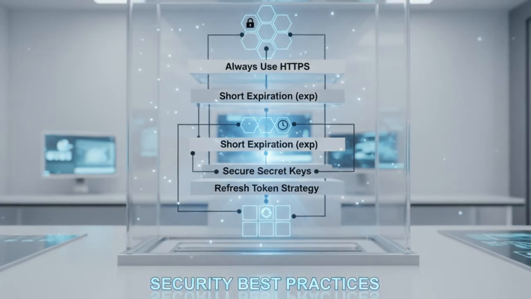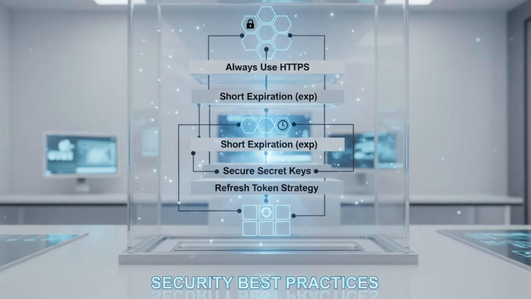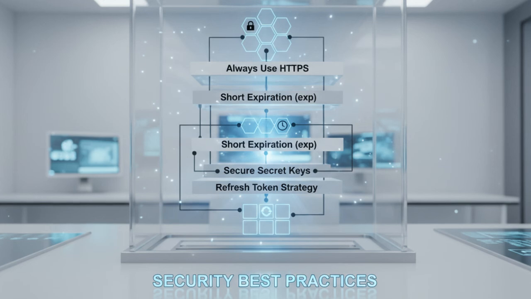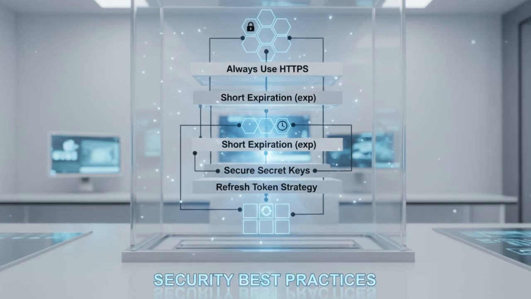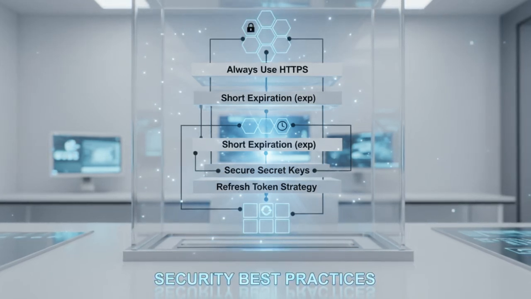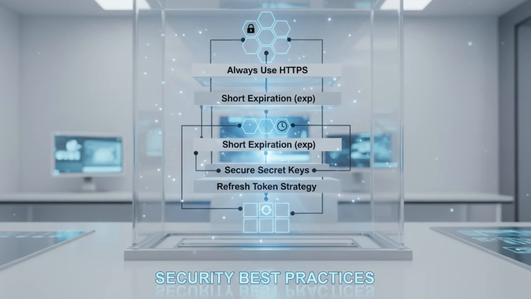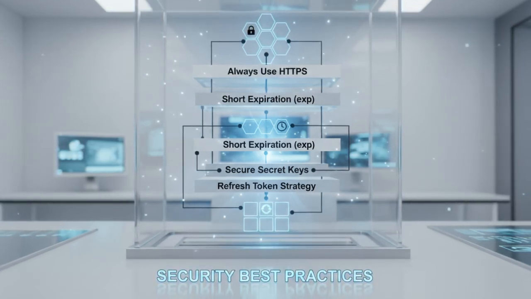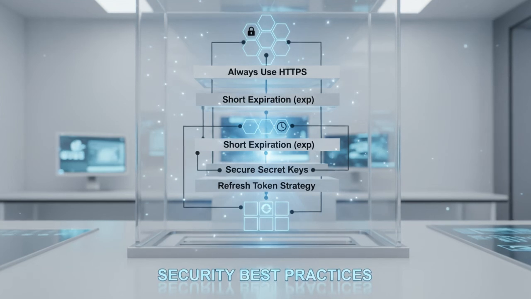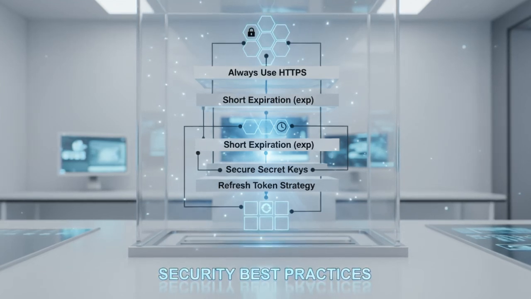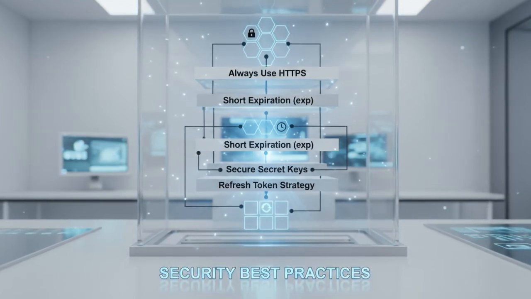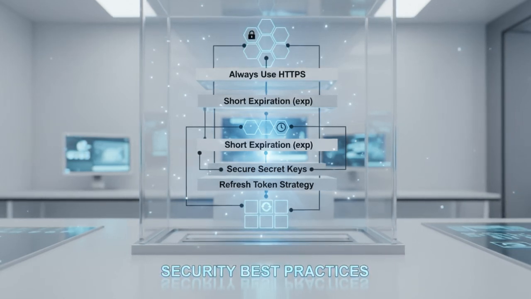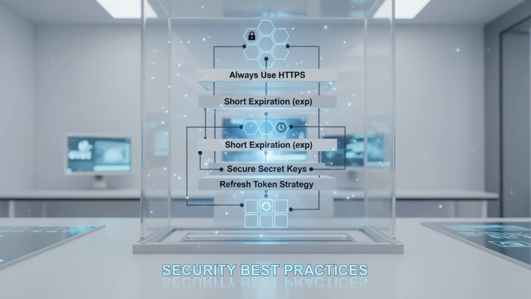While JWTs are powerful, they are not a silver bullet and must be handled with care. First, always use HTTPS to prevent man-in-the-middle attacks from stealing tokens. Second, keep your secret keys complex and safe. If a secret is leaked, anyone can forge tokens. Third, set a reasonable expiration time. Since JWTs are stateless, you cannot easily revoke them once issued, so short-lived tokens with refresh tokens are the standard solution. Finally, always validate the alg header to prevent none-algorithm attacks. By following these security layers, you can build a robust system that leverages the convenience of JWT without exposing your users to unnecessary risks.